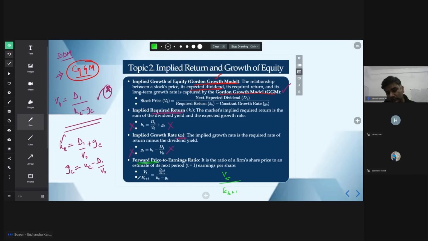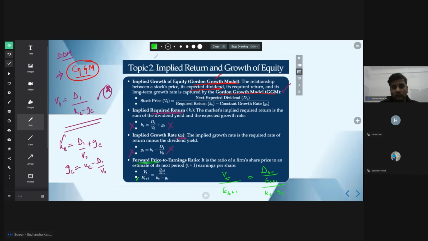Please keep in mind very clearly, you are basically looking at forward earnings. And then you have the dividend of T plus 1, the next period dividend, divided by your earnings of T plus 1. Basically nothing but this formula. What are we doing? The above formula only. Let me write it if you are getting confused.